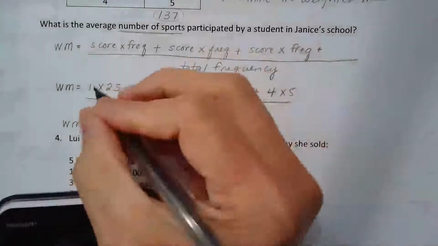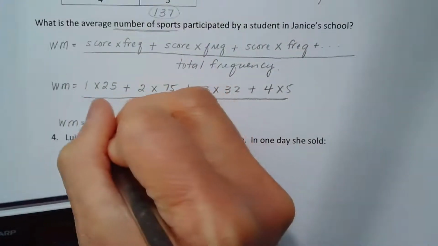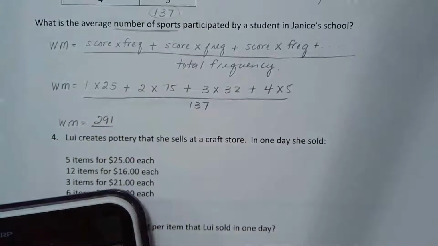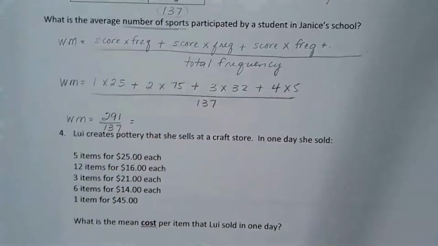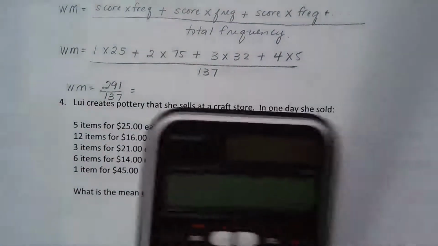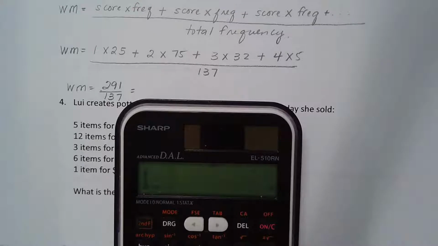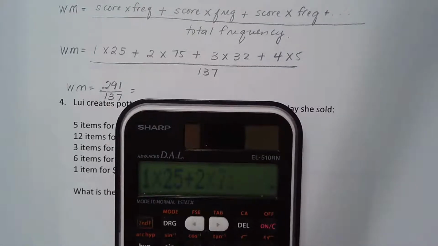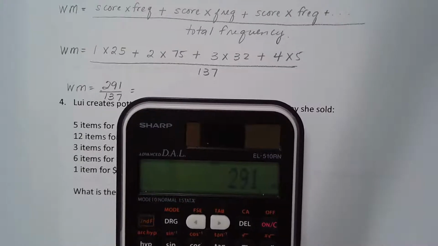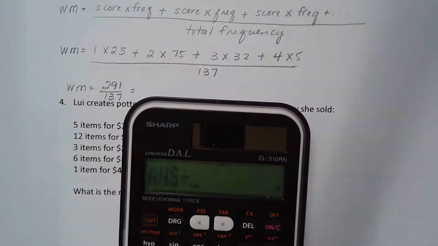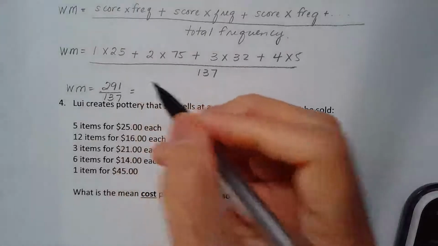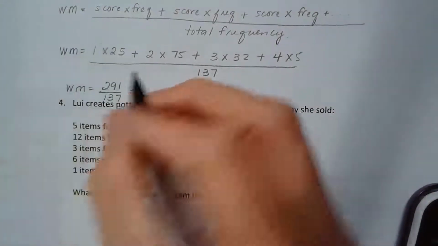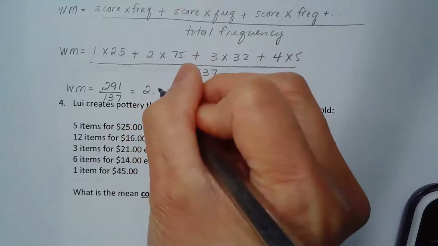Okay, I got it, 291. 291 divided by 137. Let me just double check that one. 291 divided by 137 students is approximately, now the answer is 2.12.